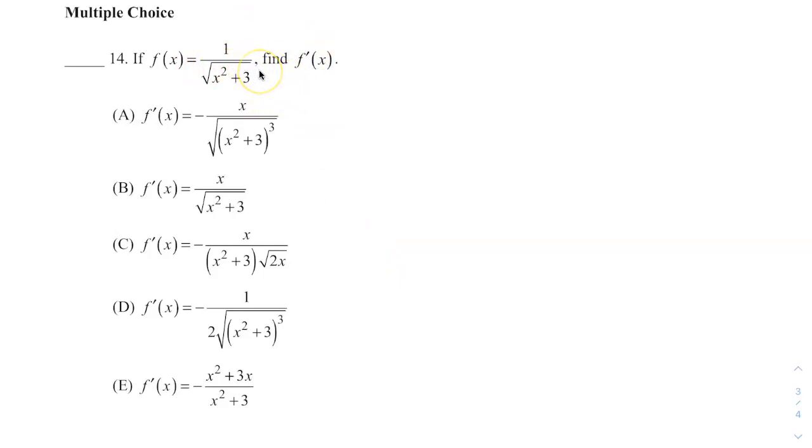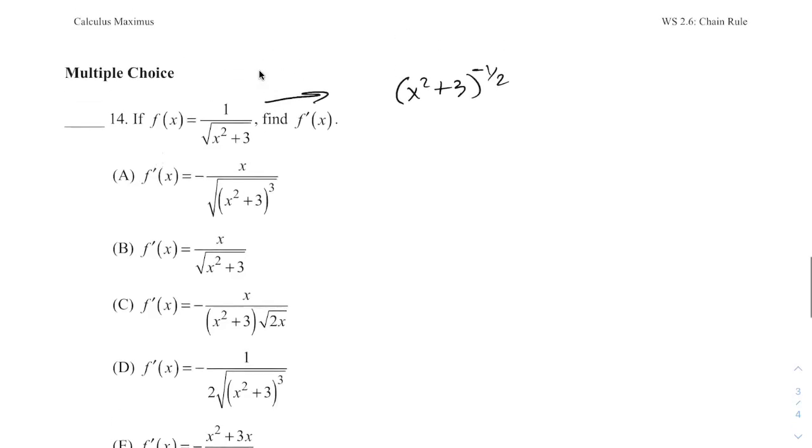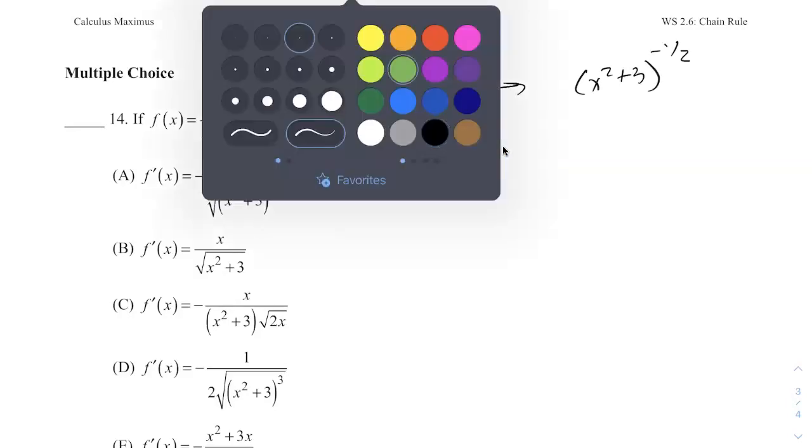So derivative of this, let's rewrite it. I can't take a derivative the way it is. This is x squared plus 3 to the -1/2 power. If I took a step back, that'd be 1 over x squared plus 3 to the 1/2, but then you have to flip it to the top, because you can only take a derivative of what's on top. So x squared plus 3 to the -1/2. Now that's a chain rule when we actually start taking the derivative.